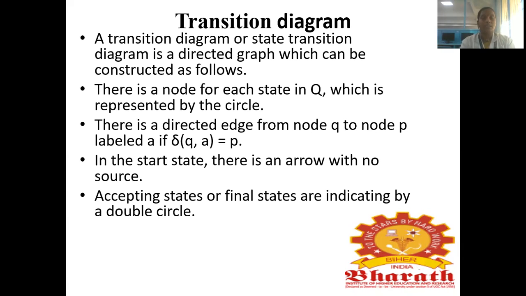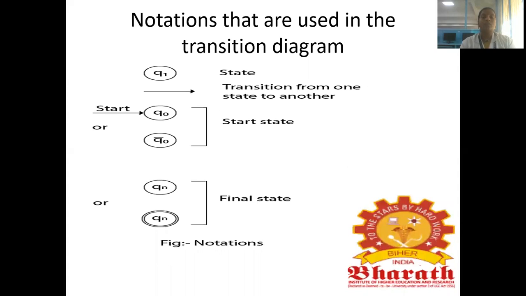Next point, the start state is denoted by an arrow. What are the arrows? They are the delta transition functions. Last, accepting states or final states are indicated by a double circle. So the initial state is represented by one circle, and the ending or final state is represented by a double circle. That is how we find the starting and ending states. So these are all the notations that can be used for the transition diagram.